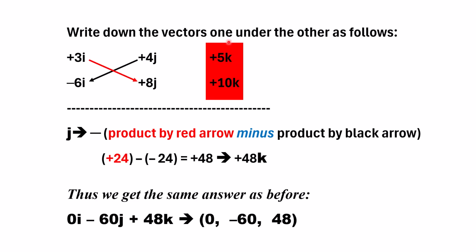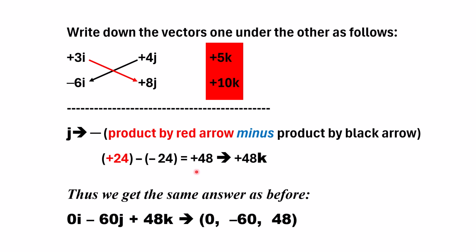And now the last step, k. So block the k column, see the red rectangle, omit the k column. Now we get product by red arrow minus product by black arrow, always from left to right. So what we get, plus 3 into plus 8, the red arrow, plus 24, plus 4 into minus k, the black arrow, minus 24. So when we subtract plus 24, subtract minus 24, we get plus 48k.